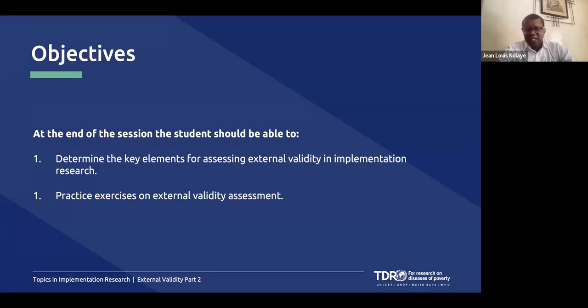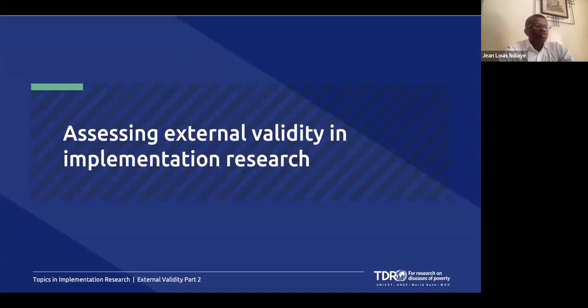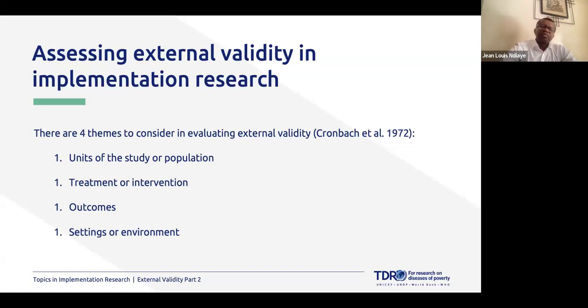So in this session, we're going to go through a broad approach of assessing external validity and pose some guiding questions that researchers, practitioners, but also decision makers could apply when assessing the external validity and findings of an implementation research study, meaning an intervention or strategy. This approach is really based on 4 themes to consider when evaluating external validity.